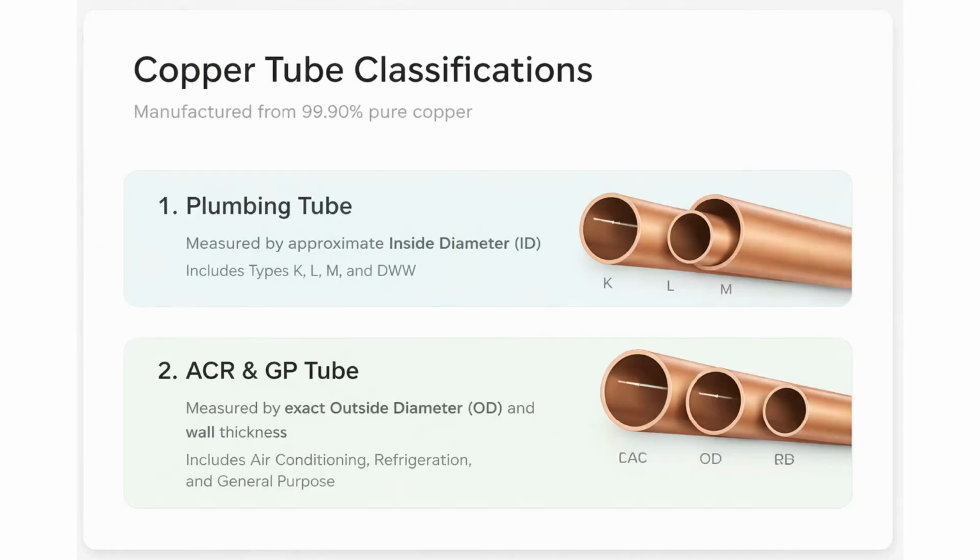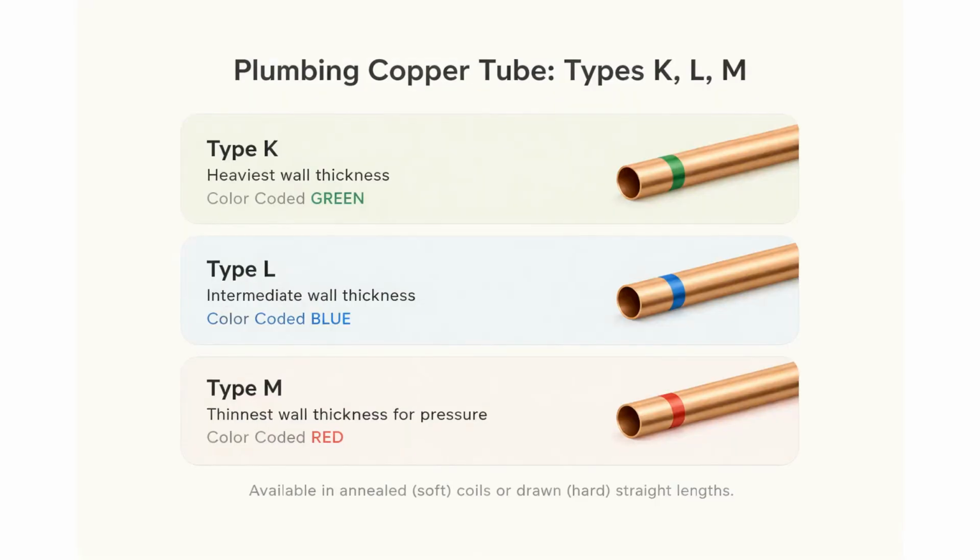Copper tube is a staple in the industry, made from at least 99.9% pure copper. It falls into two general groupings. The first is plumbing tube, which is measured by its approximate inside diameter and includes types K, L, M, and DWV. The second grouping includes air conditioning and refrigeration, or ACR tube, and general purpose tube, which are designated by their exact outside diameter.